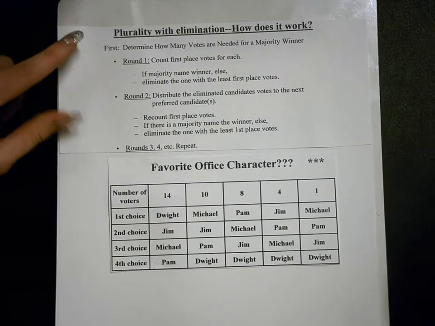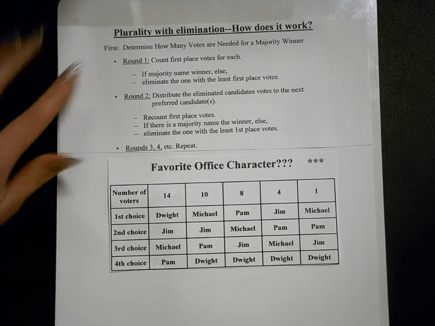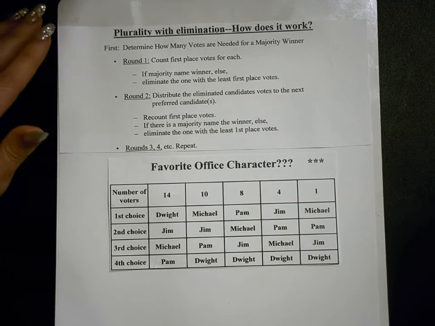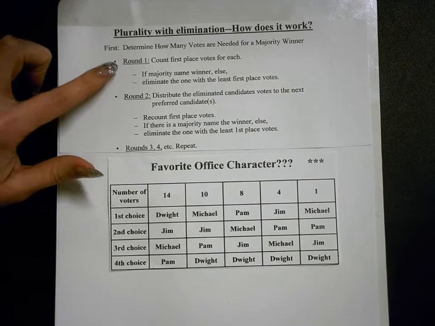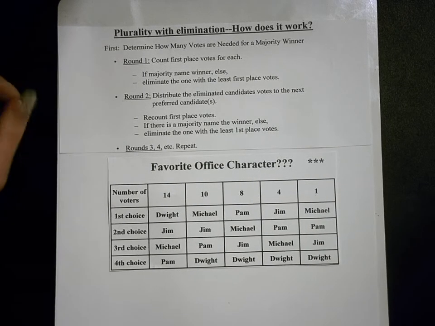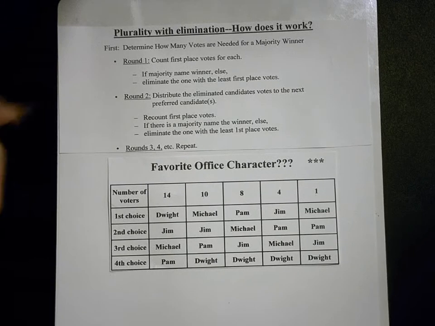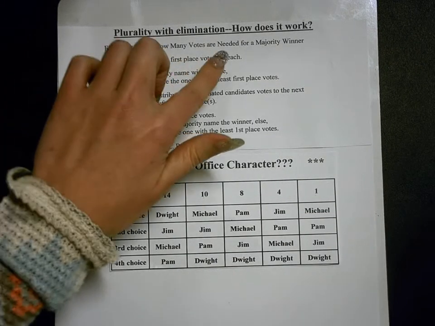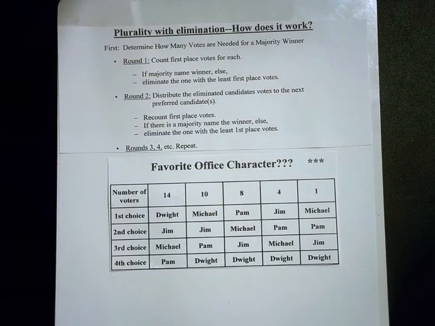The next counting method we are going to discuss is the plurality with elimination method. This particular method is played in rounds, as you see here, round 1, round 2. But before we start the rounds, the first thing that we have to do is determine how many votes are needed for a majority.